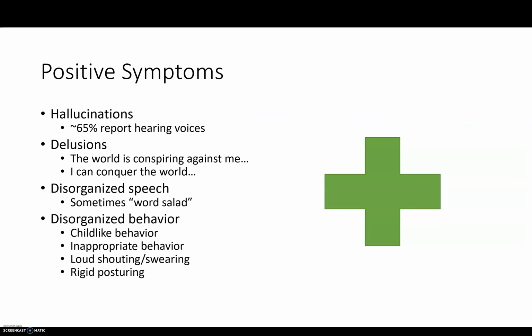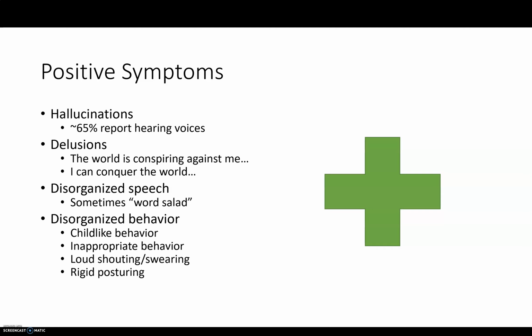Positive symptoms. This is another instance in which positive just indicates math, that these are things that are added to the life of an individual who has schizophrenia. Positive does not indicate pleasant or happy. So positive symptoms are things like hallucinations, delusions, disorganized speech, and disorganized behavior, inappropriate behavior, rigid posturing, loud shouting, and swearing. Hallucinations, of course, are anything but pleasant. They're often scolding, snide, derogatory voices that people hear.